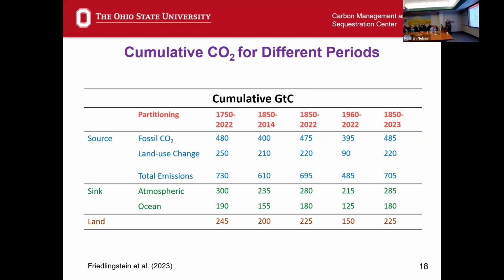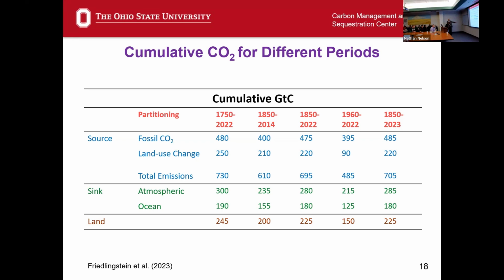And if you see it for a different period of time, you can calculate how much natural sink absorbed. You can also calculate how much land absorbed. So over this period, 400, 610, land absorbed 200. So land is absorbing about one third without our intervention. Can we somehow manage the land in such a way that it can absorb more than 30%? That's the philosophy.